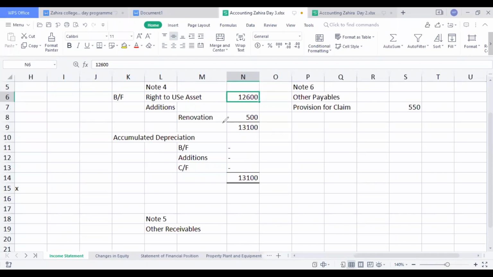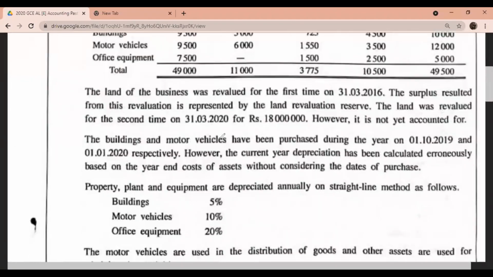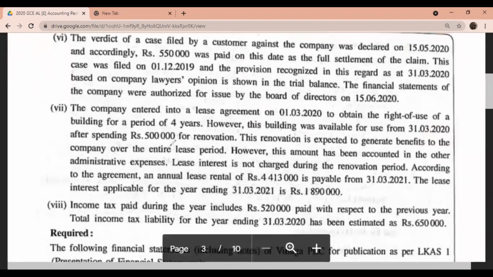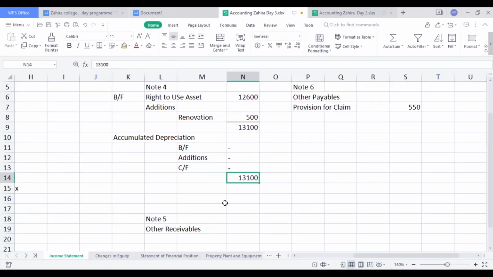Then we have renovation. We made a renovation here. They are saying it in the question. How did this final renovation come? In the question, they said particularly that they made a renovation 500,000. So that's the reason I added this 500,000. Now there's another problem. This 500 is an interest. They have taken it as administrative expenses. I need to go and remove it off.